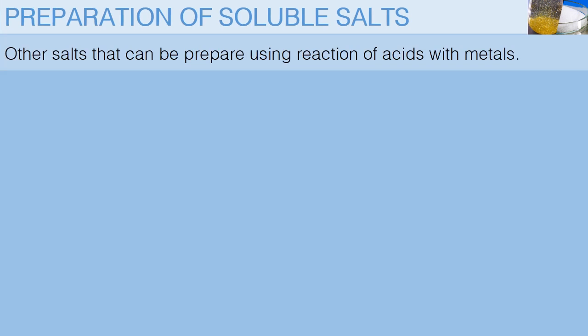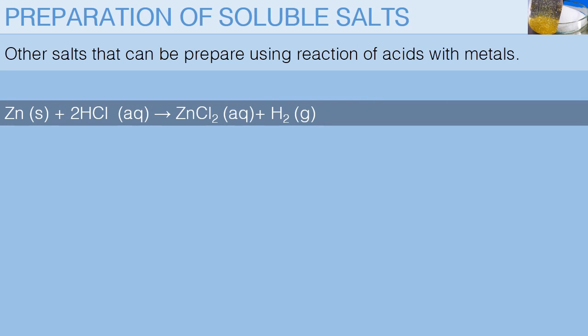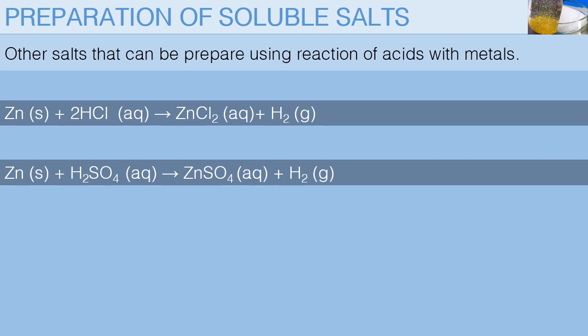There are many other salts that can be prepared using the reaction between acids and metals. These include the following reactions for the preparation of salts. Zinc chloride can be prepared using this reaction, but the procedure is exactly the same as the one we have just described with calcium and dilute hydrochloric acid, but this time we'll use zinc instead of calcium. Again, zinc sulfate can be prepared using this method, and this is the equation for the reaction.